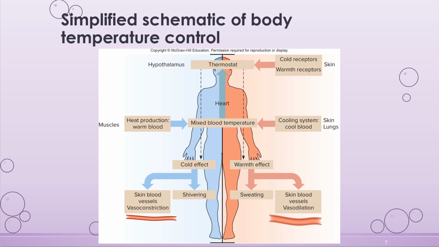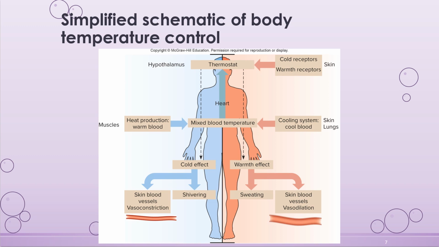Now, if the body's temperature falls below the set point, then heat promoting mechanisms are activated. There's vasoconstriction that occurs, so blood vessels narrow, reducing heat loss through the skin. And shivering, so muscles contract rapidly, generating heat. There are also hormonal adjustments. Certain hormones like norepinephrine increase metabolic activity to produce more heat.